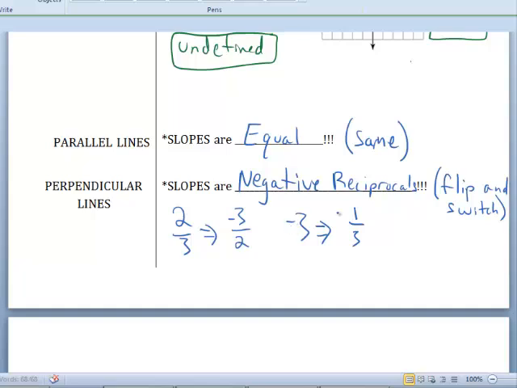One more. If I have a slope of 0, what is the negative reciprocal of 0? Well, 0 is on the top, so 0 becomes the bottom, and then we can't do that. So that's undefined. Okay, so if I have a line with a slope of 0 and a line with a slope of undefined, those two lines are perpendicular to each other, obviously, because one's horizontal and one's vertical.